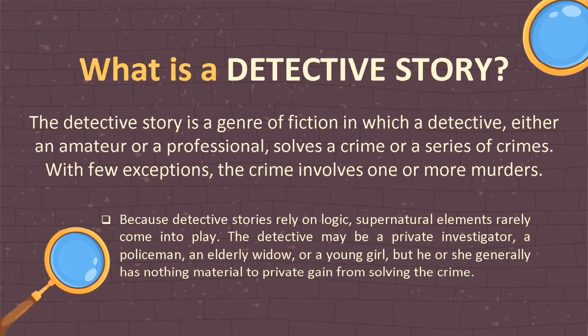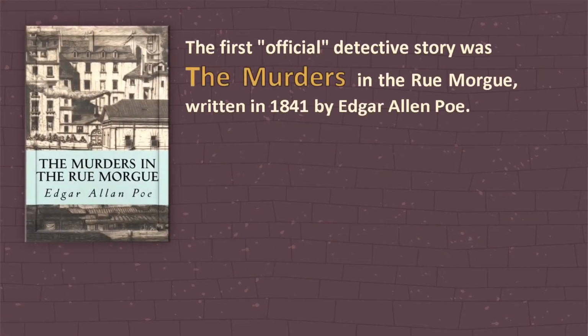The first official detective story was The Murders in the Rue Morgue, written in 1841 by Edgar Allan Poe. While Poe was not the first to write a story that included a mystery or a murder, it was the first to introduce the then new character of the detective. It was also the first story to revolve entirely around the solution of a murder-related puzzle.